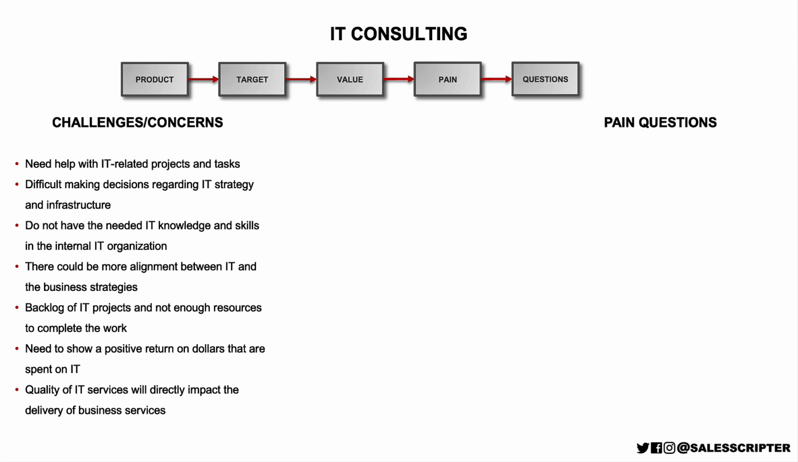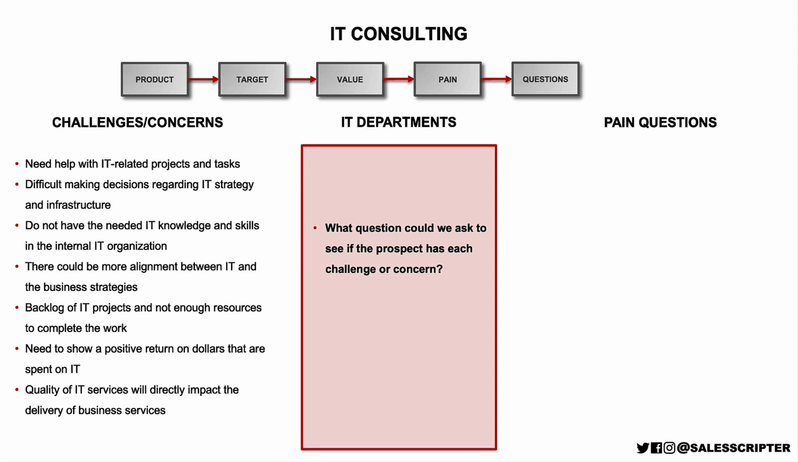And to come up with these, we can bring back those pain points that we just created, because if we did a good job of brainstorming pain points that we can make go away, well, we can use that list of pain points to come up with a perfect list of pain questions. What we can do is ask ourselves for each pain point, what question could we ask to see if the prospect has that challenge or that concern? And for each pain point, we can come up with a corresponding question.